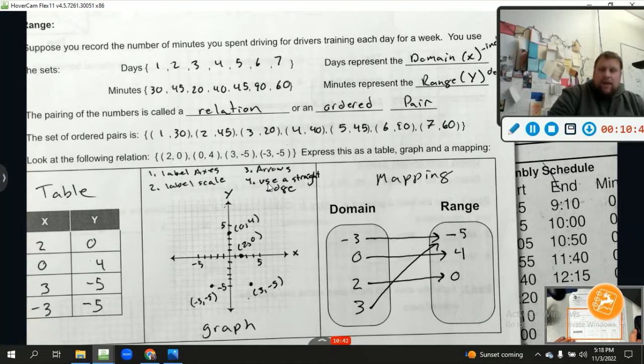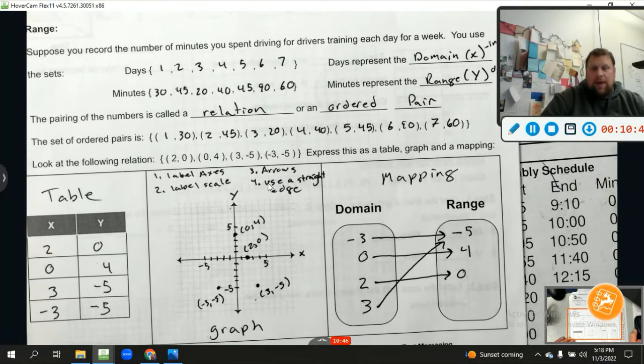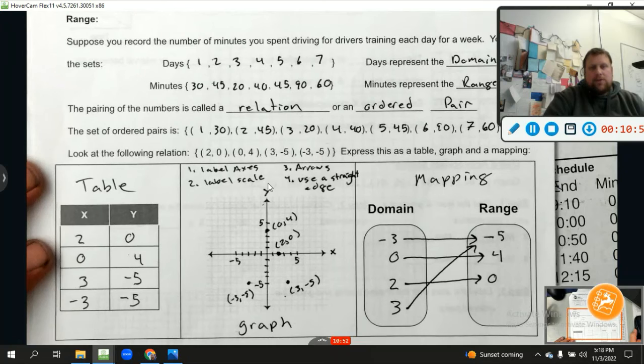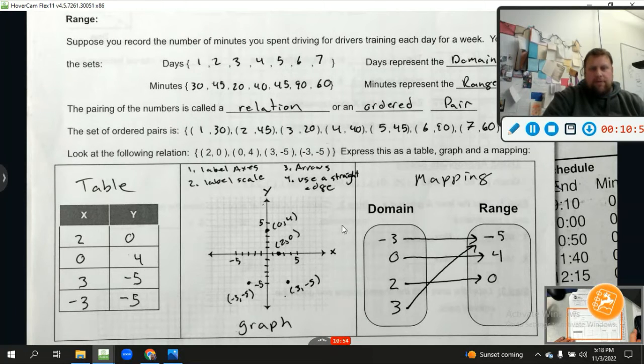Notice we only list everything one time. Why? We don't need to list repeats when we're doing mapping. We just notice that we have 2 arrows going to the negative 5. Okay? So these are 3 different ways to represent information of a relation.